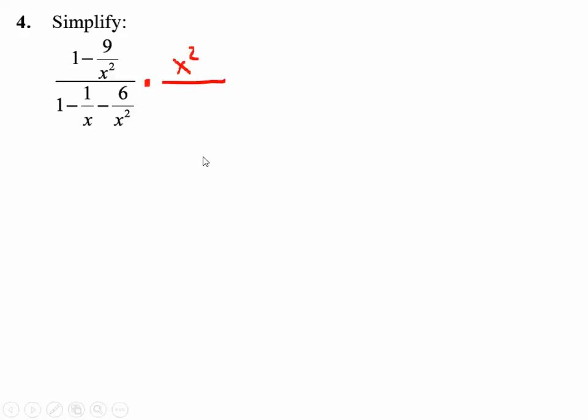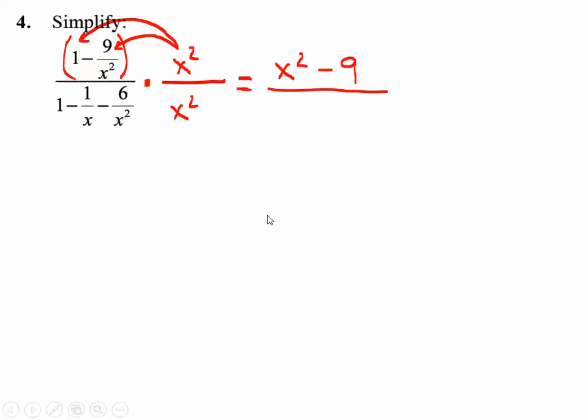So let's multiply this top by x squared, the bottom by x squared. Let's see where we're at. So x squared times 1 is just going to be x squared, is that right? There's nothing to cancel with. As the x squared multiplies into the second term, the x squareds cancel completely. Everybody okay with just a minus 9 then?